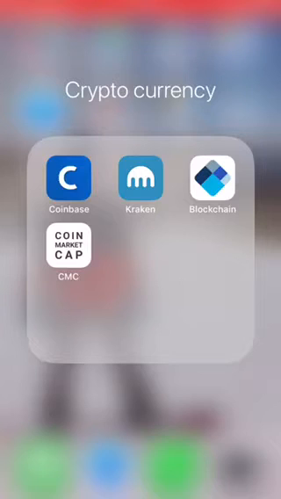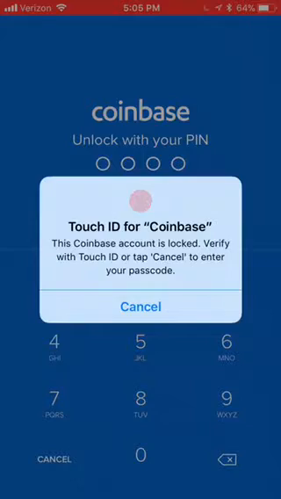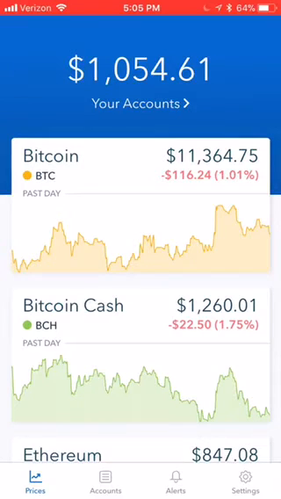And as you can see, Coinbase and Kraken are the first 2 applications that I have in this folder. These are applications that I use to buy and trade currencies. Coinbase requires the least amount of skill or background knowledge to use, so you can enter this platform relatively easily.